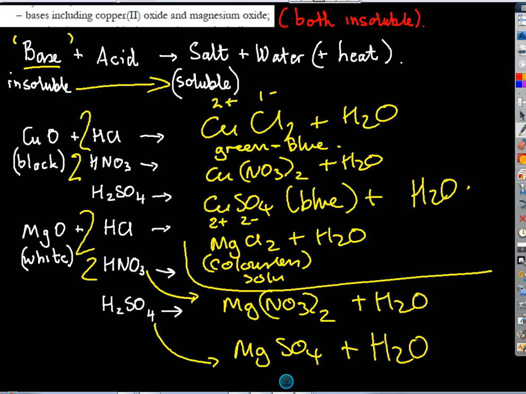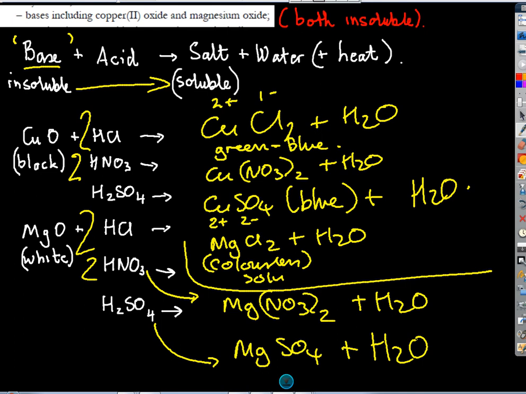Okay, so the magnesium chloride, the magnesium nitrate, and the magnesium sulfate, guys, they're all soluble, and they will all give you colorless solutions, whereas the copper salts go from black solids to colored solutions, all of which are on the board. Okay, so I think we have covered everything there.